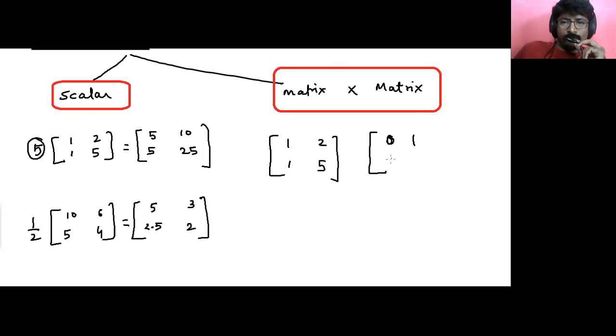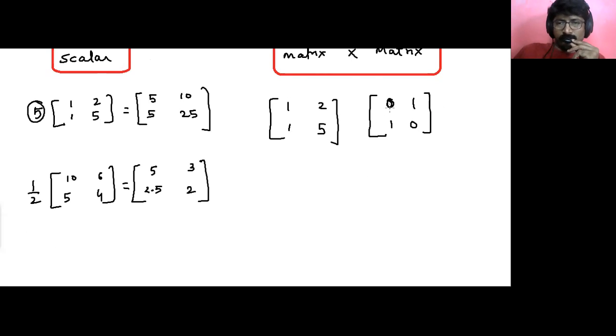Okay, 0, 1, 1, 0. Is this an identity matrix? No, it is not an identity matrix. 1, 1, 0, 0 would have been the identity matrix. This is not an identity matrix because 0, 1 and 1, 0 is not the identity; the principal diagonal is 0 and the other entries are 1. So this is not an identity matrix.